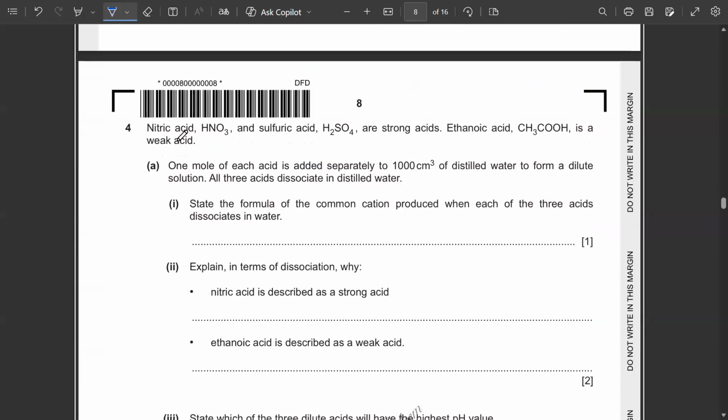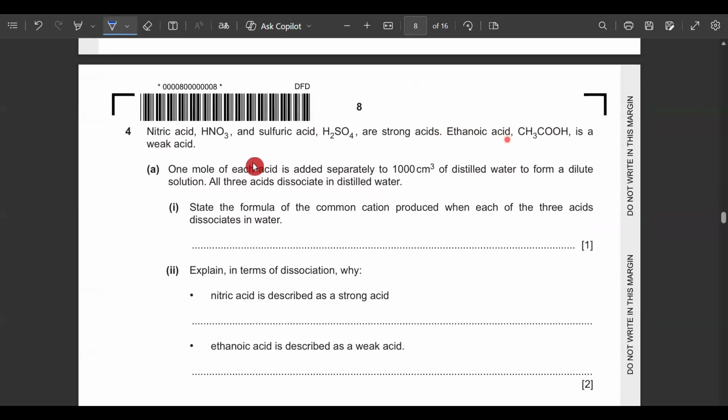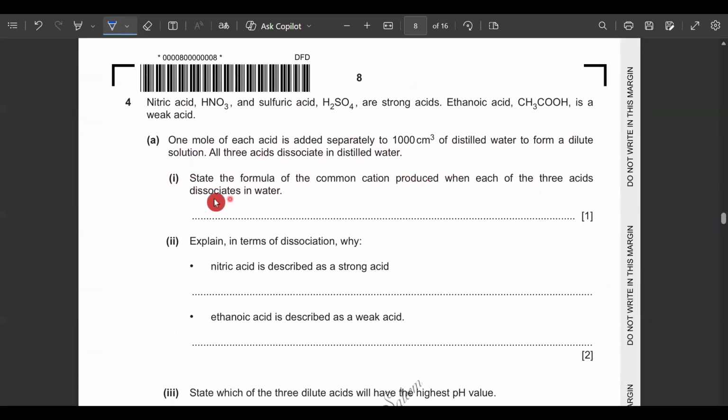Now question 4. Nitric acid and sulfuric acid are strong acids. Ethanoic acid is a weak acid. 1 mole of each acid is added separately to 1000 cm³ distilled water to form a dilute solution. All three acids dissociate in distilled water. State the formula of the common cation produced when each of the three acids dissociate in water.